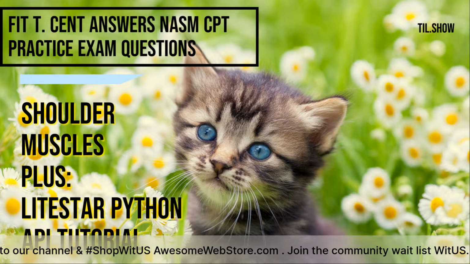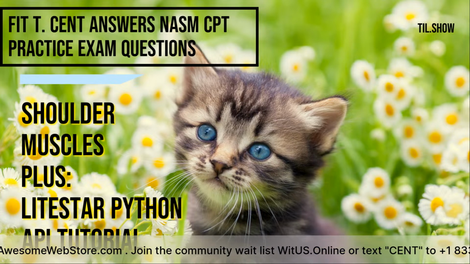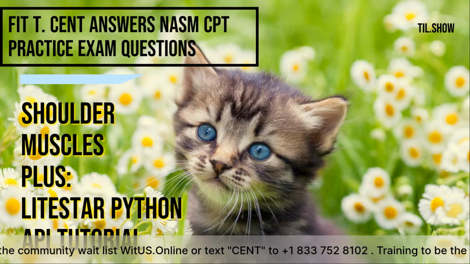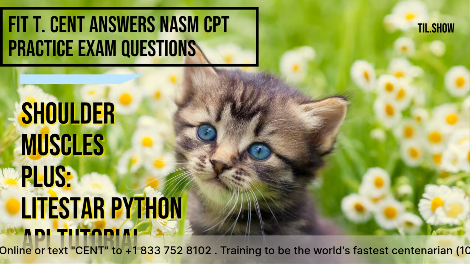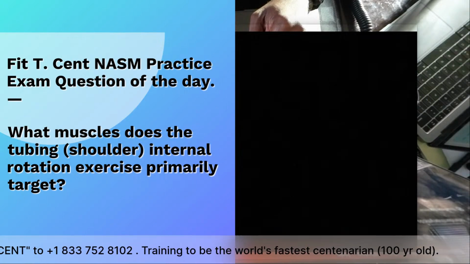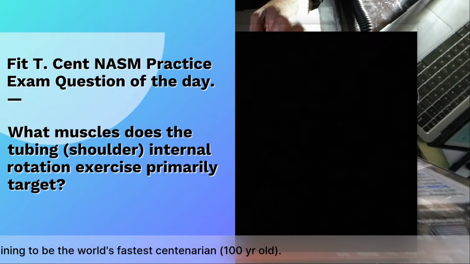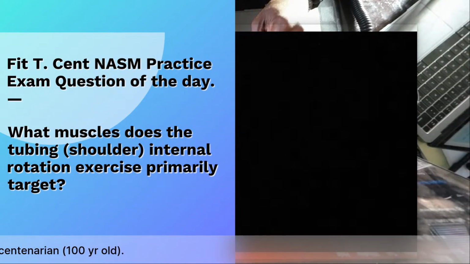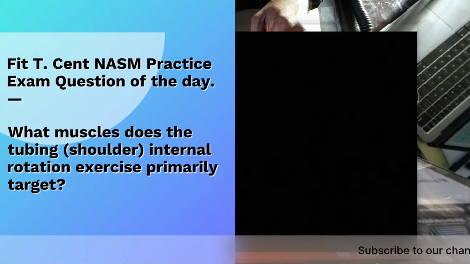I'm the world's fastest centenarian, and we are getting ready to make breakfast. 50 Cent's question of the day is about the shoulder muscles. The question is, what muscles does the tubing shoulder rotation exercise primarily target? Think about that while I get these eggs ready.